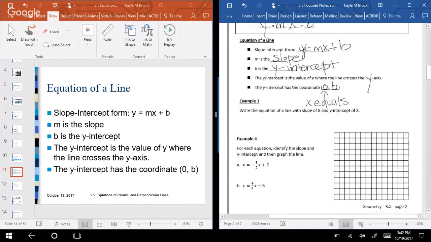Write the equation of a line with a slope of 3 and a y-intercept of 8. When they ask me to write the equation of the line, what I like to do is write y equals mx plus b, and then I consider what they're asking me to plug in for m and for b. In this one, the slope is 3, so I'm going to take out the m and put in the 3. And then the y-intercept is 8, so you're going to take out the b and write plus 8. y equals 3x plus 8.